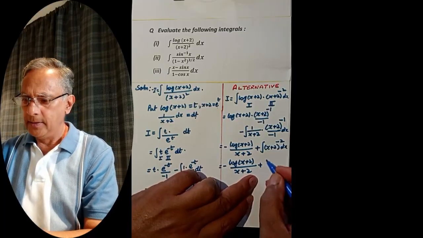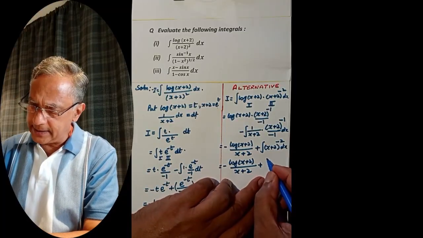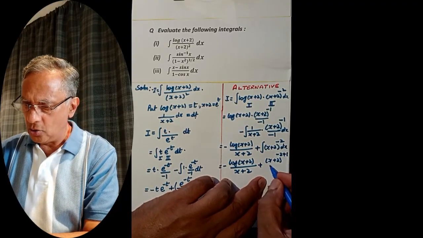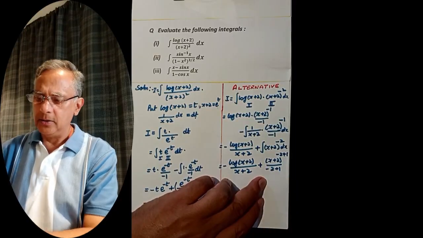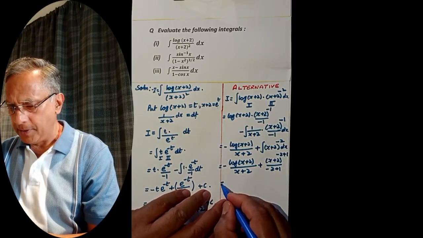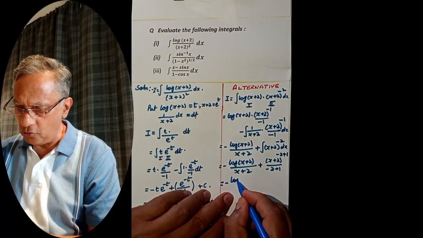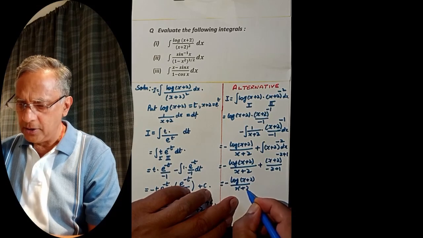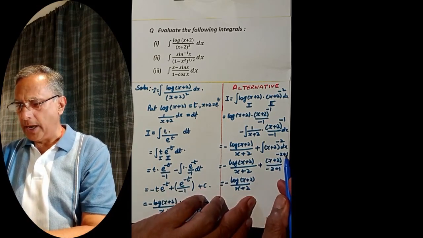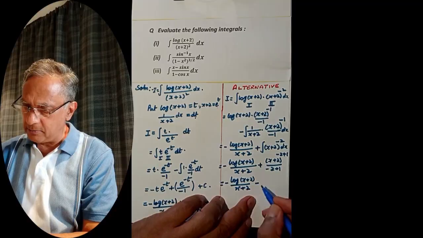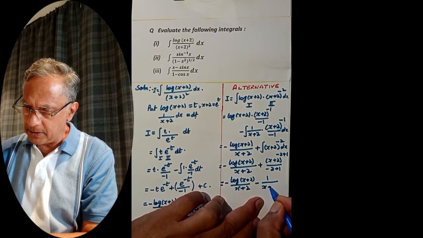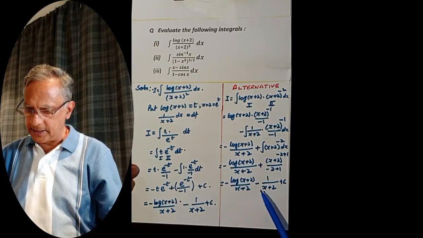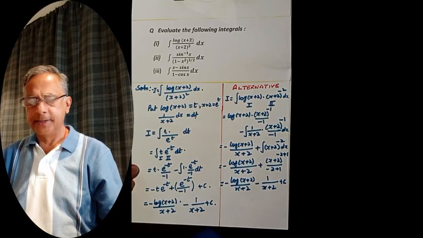Plus, now this is linear, so we can write this as x plus 2 to the power of minus 2 plus 1 over minus 2 plus 1. So integration is completed. We will write this as minus log of x plus 2 over x plus 2, and this will be minus 1, and this is minus, so this is minus 1 over x plus 2 plus the constant of integration. Now this answer is same as this.